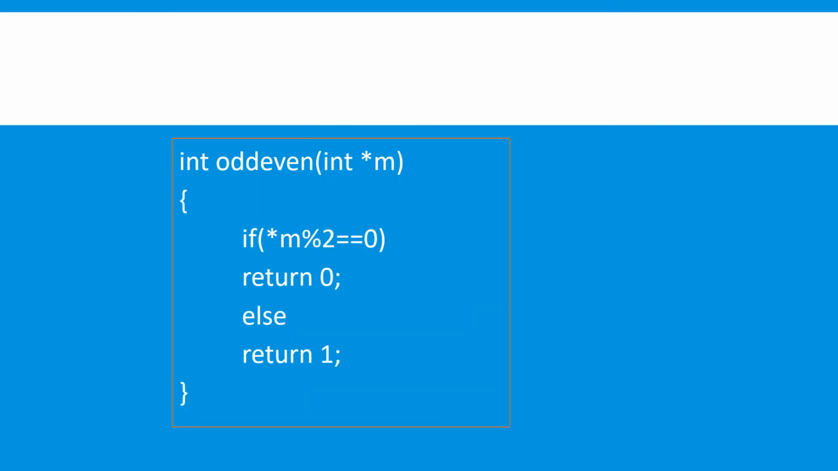This is the second half of the program, int odd even int star m. So star m is a pointer variable that will store the address of n variable. Later on, if star m mod 2 equal to 0, we return 0. In the else part, we return 1. So based on what is received by the main program, we deliver the answer. If 0 is received, we have the answer even, and if 1 is received by the main program, we declare the answer as the given number is odd.